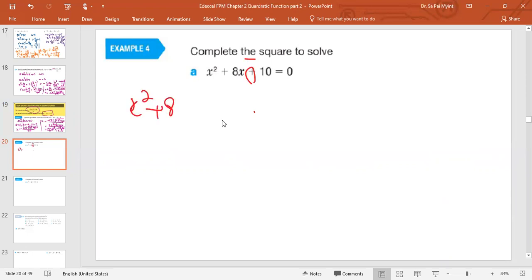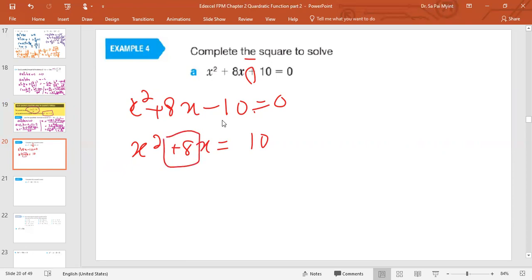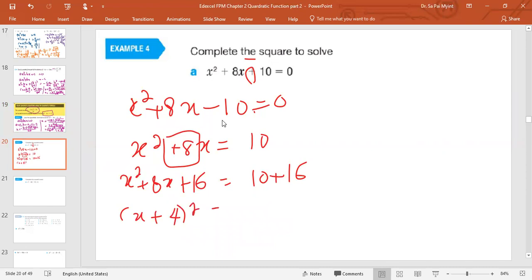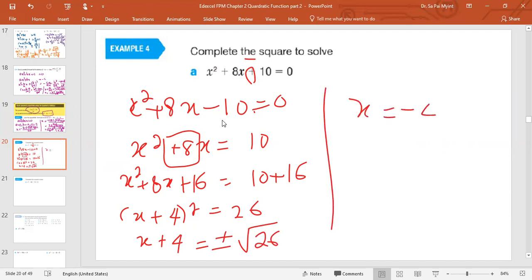x squared plus 8x minus 10 equal to 0. Okay, completing the square, how do you do it? x squared plus 8x equal to 10. And then you need to add to both sides the coefficient of x divided by 2, which is 4. 4 squared is 16, so you add 16 to both sides. So x squared plus 8x plus 16 equal to 10 plus 16. You can write the complete square: x plus 4 the whole squared equal to 26. x plus 4 equal to plus or minus square root of 26. You can find x equal to minus 4 plus or minus square root of 26. Okay, I did it like that.